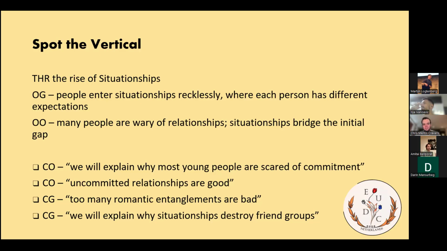So we're going to run through 4 possible extensions that would be delivered in this round, and openly unmute and tell me the answer to the question. On the first extension, which is a closing opposition premise that says we are going to prove why most young people are scared of commitment.